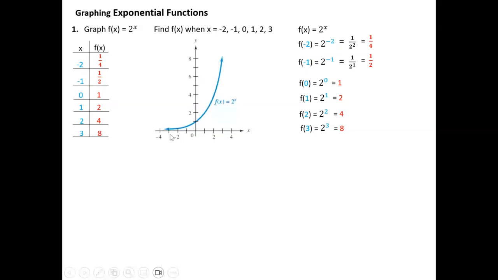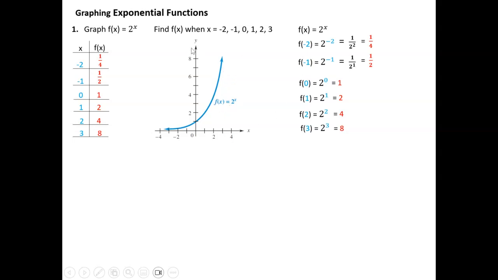If you notice, here at -2, that means that I'm going to cut this unit into 4 parts, so this is about 1/4. At -1, we're going to cut it into 2 parts, it'll be 1/2. At 0 is going to be 1. At 1 is going to be 2. At 2 is going to be 4. And at 3 will be 8.